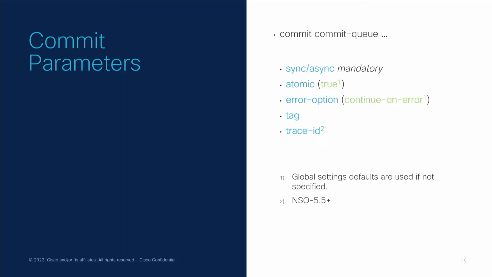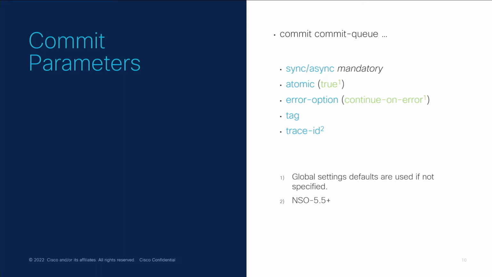You can select if it should be synchronous or asynchronous. I will come back to some small details about that. Then we have atomic, and I will come back into details about that as well, and error option. And then we have two options: one is commit queue tag and one is trace ID.